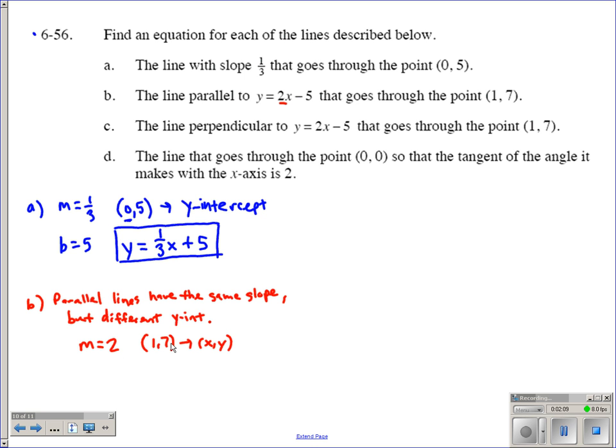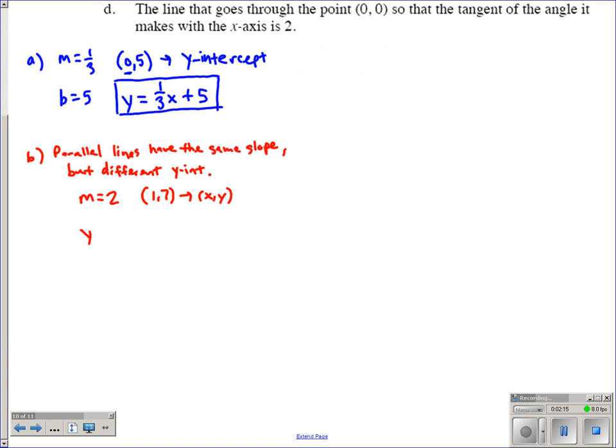So since we know an m, we know an x and a y, we can use these to come up with the equation of our line. Remember, y equals m times x plus b. M is our slope, so put in your 2 for your slope. 1 is our x, so 2 times 1. And we don't know b, but we do know y. So we've eliminated 3 of the missing values so that we can solve for the fourth one.